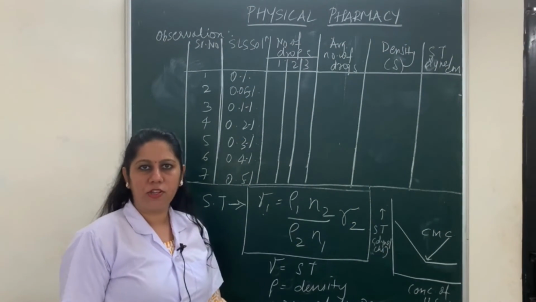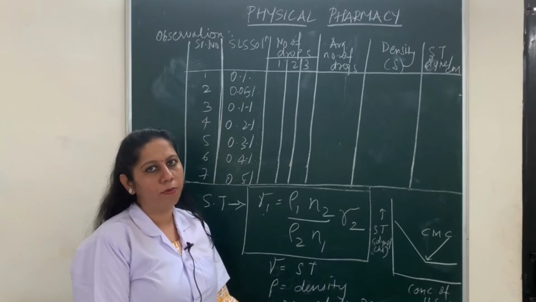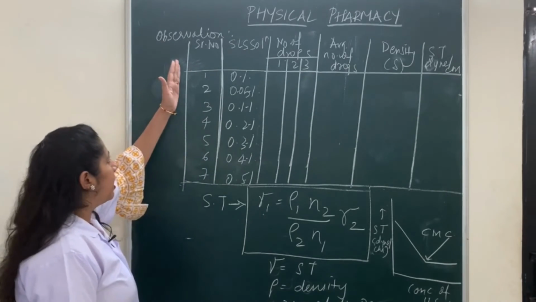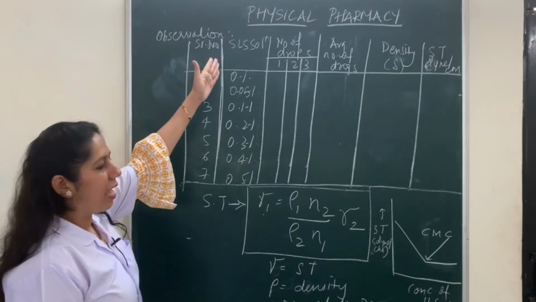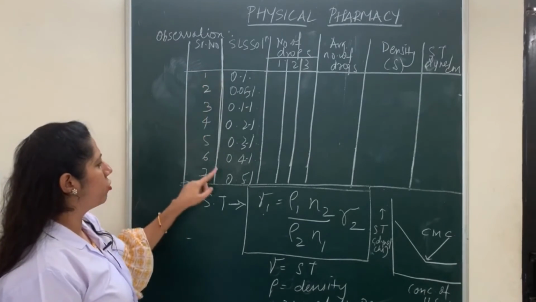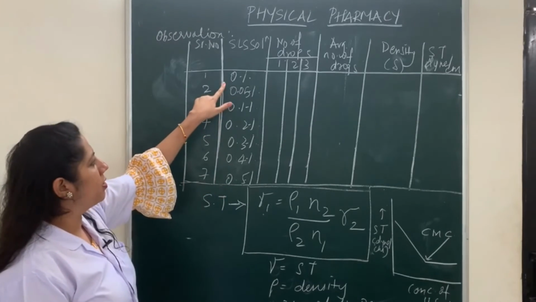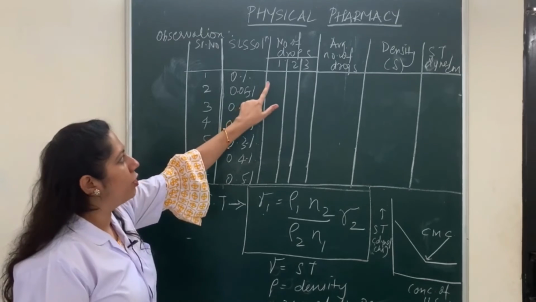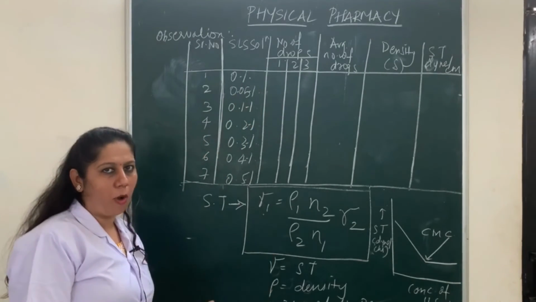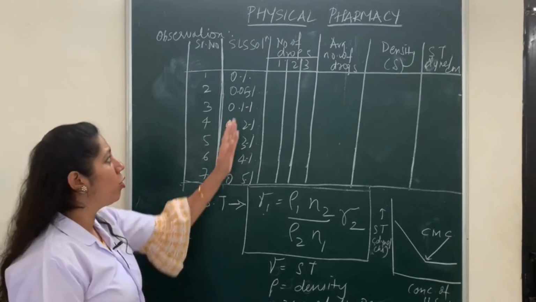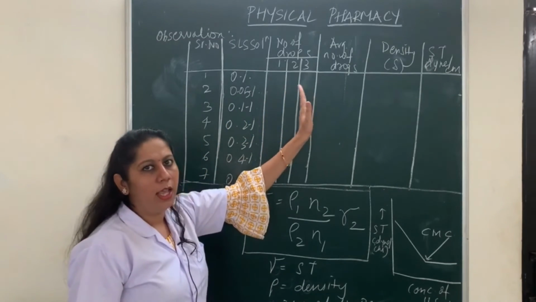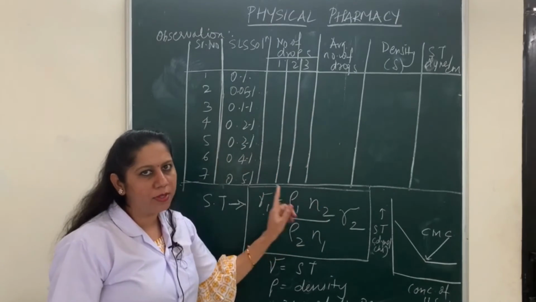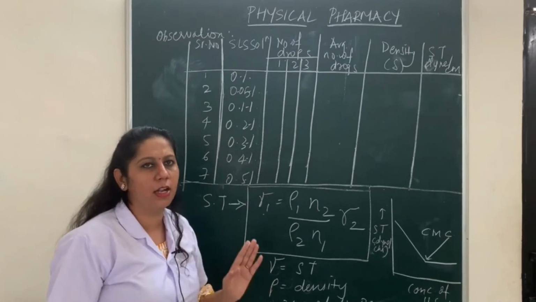So, having seen the procedure, now let us come to the observation table and the calculation. Here you can see this is the serial number, this is the SLS solution from 0% to 0.5%, where 0% is water and the others are different SLS dilutions. You have to determine the number of drops by the drop count method using the stalagmometer. You have to determine it 3 times in order to get the average number of drops, so you have to take the average of the drops determined 3 times for each solution.